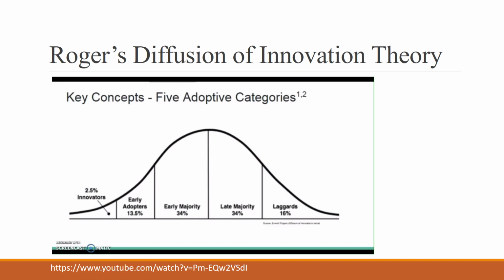There are 5 adoptive categories which this graph represents: the innovators, early adopters, early majority, late majority, and the laggards. The innovators want to be first. They're adventuresome, they're ready to seek and develop new ideas on their own, and they're willing to take risks. They need very little persuasion to get things done or to start an innovation or idea in this population.